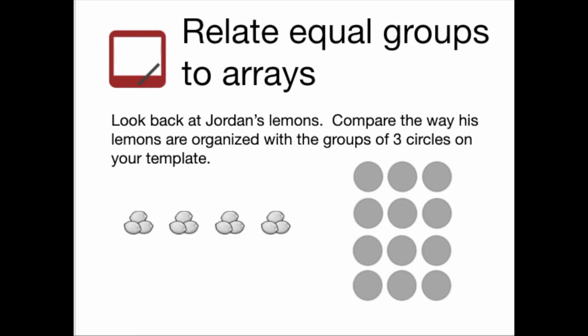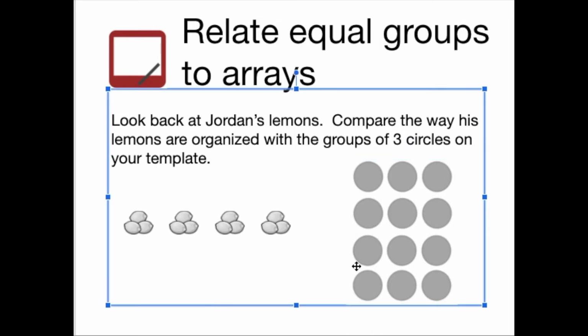We are going to look back at Jordan's lemons. We're going to compare the way his lemons are organized with the groups of 3 circles on our template. So this is the picture that was provided to us. Jordan's lemons, he had 3 lemons in each pitcher. He had 4 pitchers. We know he used 12 lemons. This is another way of showing our answer. It looks like we have 3 lemons, 3 lemons, 3 lemons, 3 lemons, 4 times. That still gives us a total of 12 lemons.